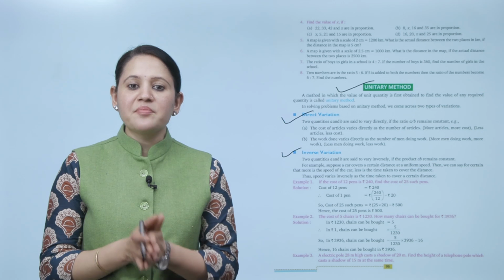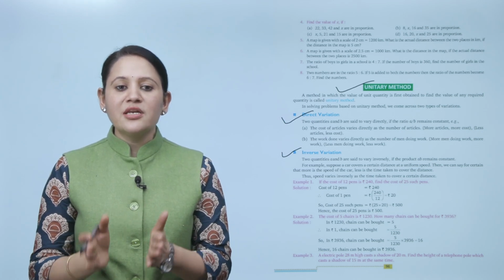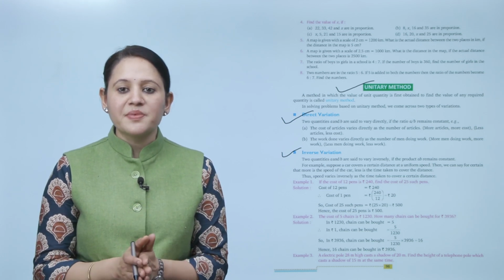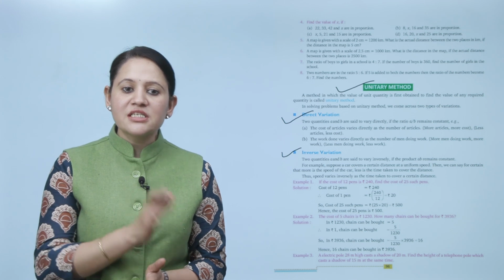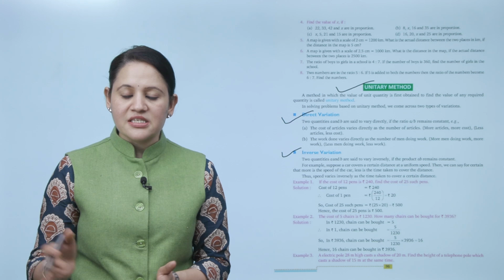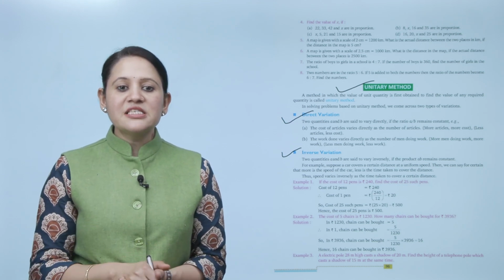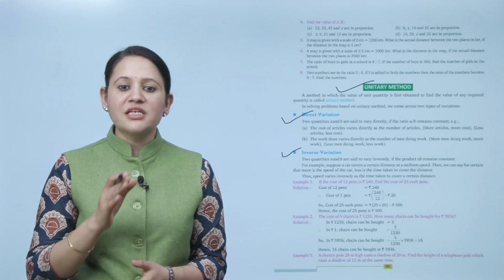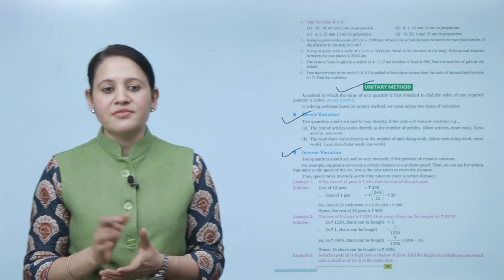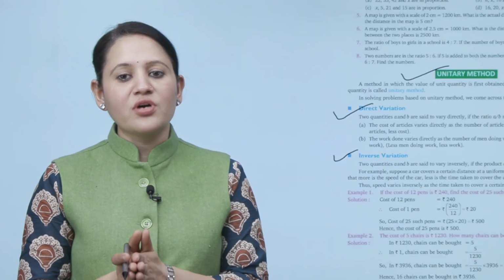Two quantities A and B are said to vary inversely if the product AB remains constant. For example, suppose a car covers a certain distance at a uniform speed. Then we can say for certain that the more the speed of the car, the less the time taken to cover the distance. Means the more the speed, the less time it takes to cover that distance. The speed varies inversely as the time taken to cover the certain distance. Let's understand this with an example, but first read again. Thus, speed varies inversely as the time taken to cover the certain distance.